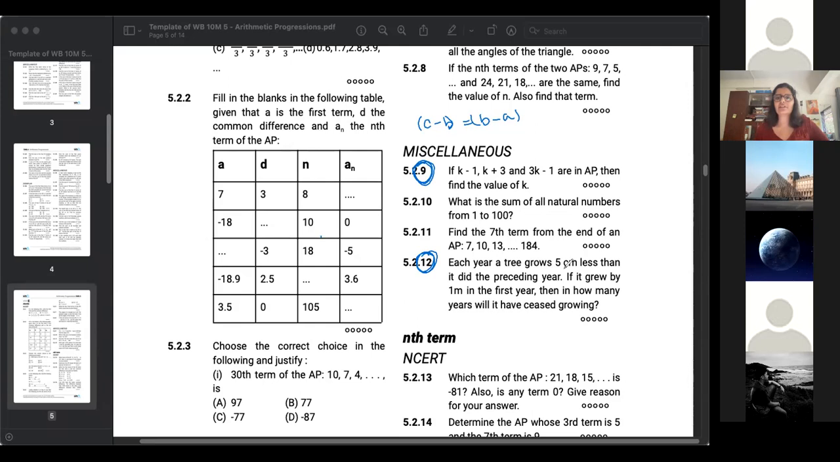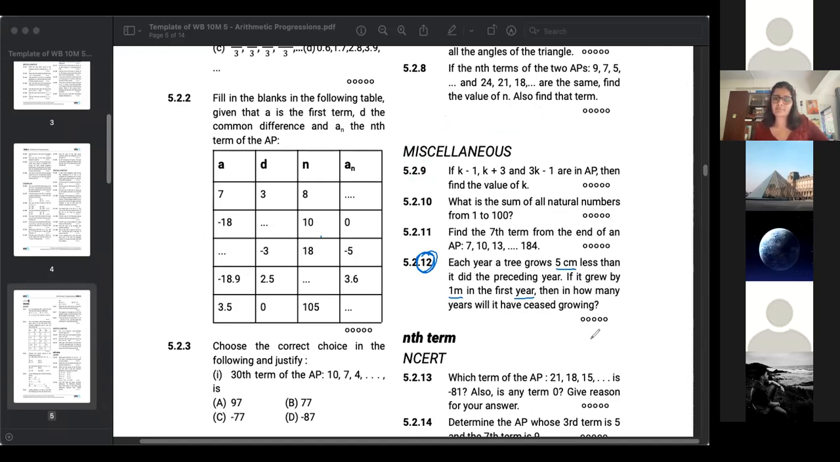Each year, a tree grows 5 centimeters less than it did the preceding year. If it grew by 1 meter in the first year, then in how many years will it have ceased growing? Okay, everyone got the 9th. So do question number 12.